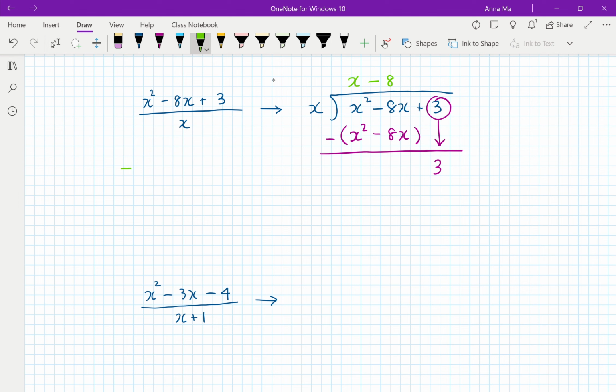So as a result, I can write my quotient plus, remember how we used the mixed numeral? We used to put our remainder over the divisor. So that would be how you express the remainder term. 3 over x. That's your quotient. That's your remainder over the divisor.